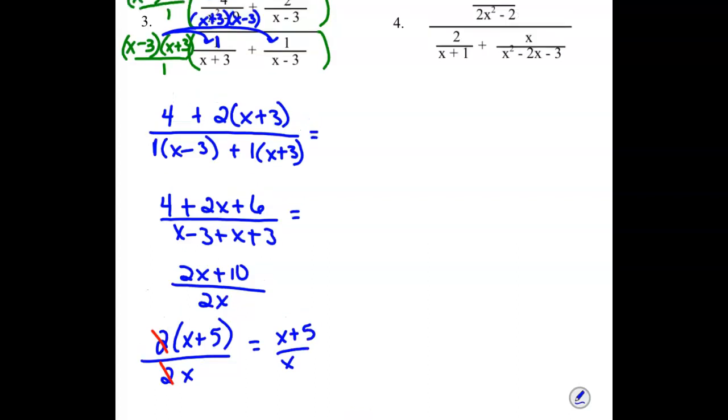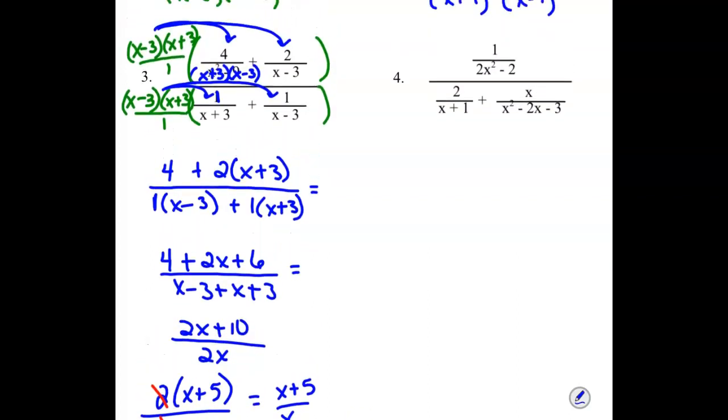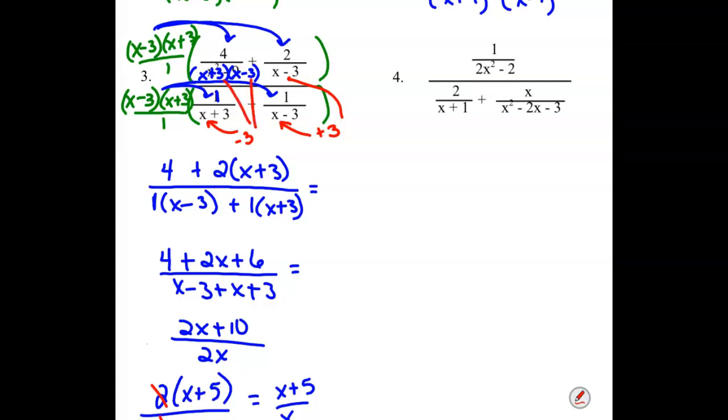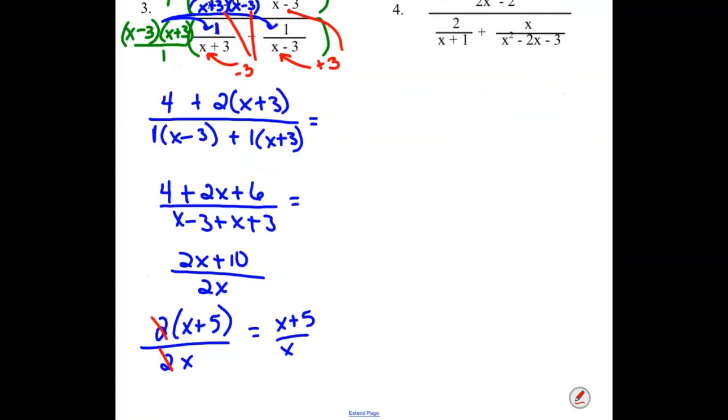Now we should look at domain restrictions quickly. If we go back to our initial question, we look at our denominators. X cannot be a negative 3, x can't be a positive 3, and that works for the top denominators as well. All right, so we have to restrict that x cannot equal positive and negative 3. Then we have to look at our final answer here and notice that our denominator is an x, and x can't be 0. We can't divide by 0.